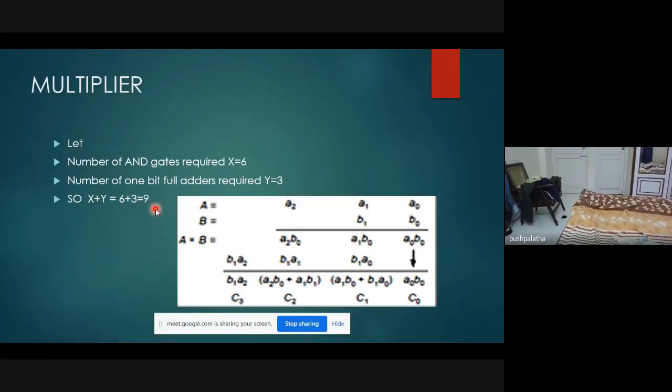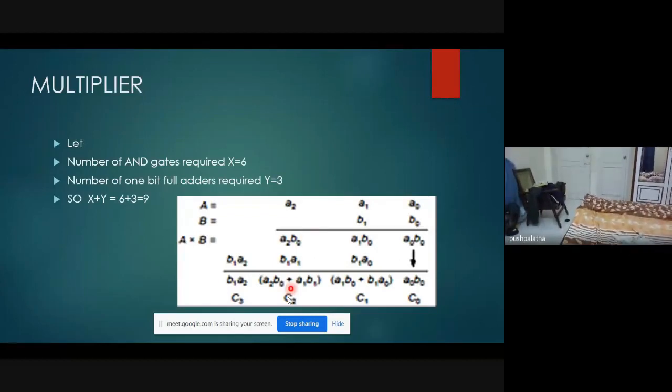Please don't get confused with this and this. You just see how many AND gates you require first. And the next, because we all know that a full adder circuit requires an XOR gate and a half adder circuit requires an XOR gate and an AND gate. So you require here 6 AND gates and 3 adders. So your X plus 5 is 6 plus 3 which is equal to 9.